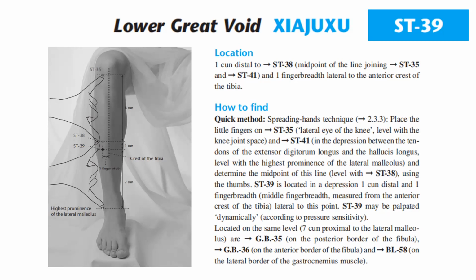Stomach 39 is located in a depression 1 Cun distal and 1 finger breadth lateral, measured from the anterior crest of the tibia. Lateral to this point, stomach 39 may be palpated dynamically for sensitivity. Located on the same level, 7 Cun proximal to the lateral malleolus are GB35 on the posterior border of the fibula, GB36 on the anterior border of the fibula, and bladder 58 on the lateral border of the gastrocnemius muscle.